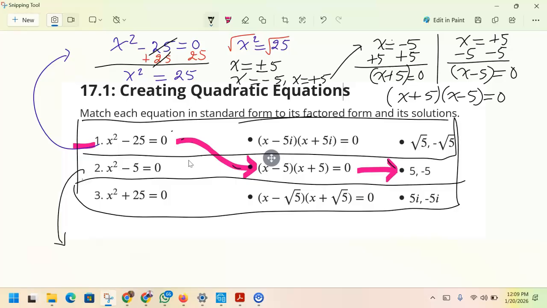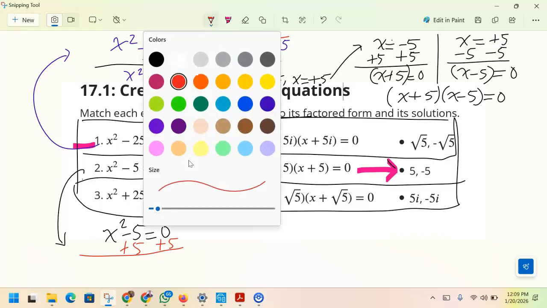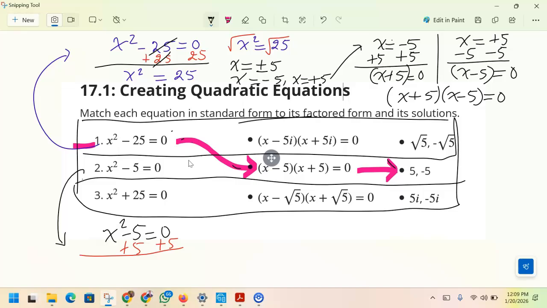Let's do the second one. The second one is x squared minus 5 equals 0. Step 1, let's add plus 5 both sides. If you add plus 5 both sides, x squared is, because this crosses out, you get plus 5. And then take the square root both sides.